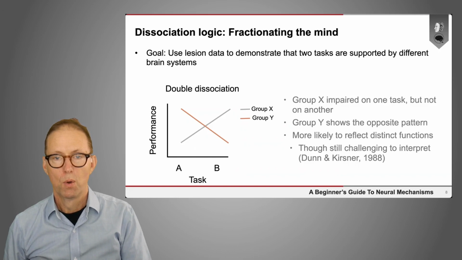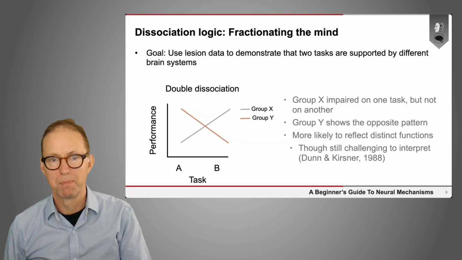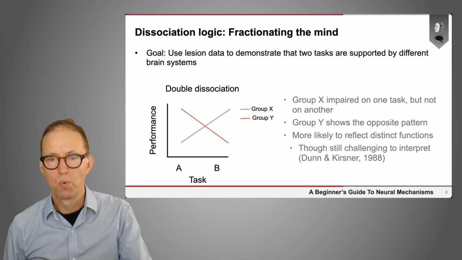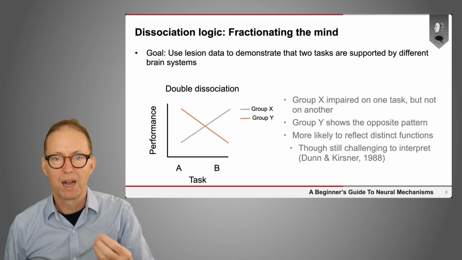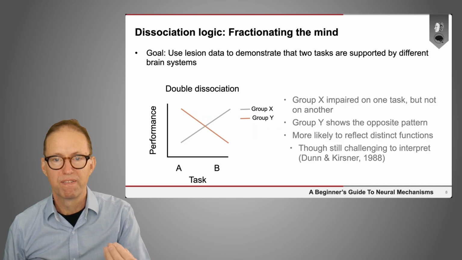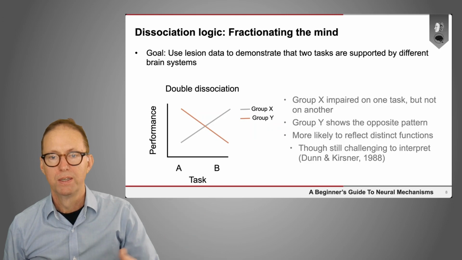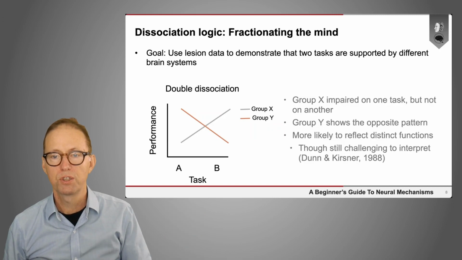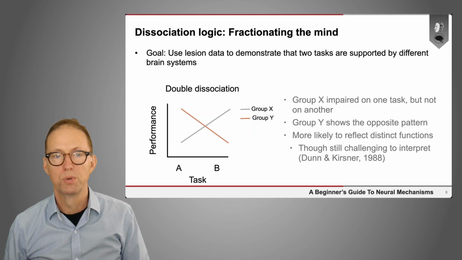where we have two different groups of patients, one of which is impaired on one task but not the other. So group X here would be impaired on task A but not B. And then another group, in this case group Y, is impaired on task B but not A. And that lets us be more confident that task A and task B are relying on different functions that happen to be impaired due to the lesions in those two groups. Now, this is still challenging to interpret, but this is the general logic that's often used in these sorts of studies.